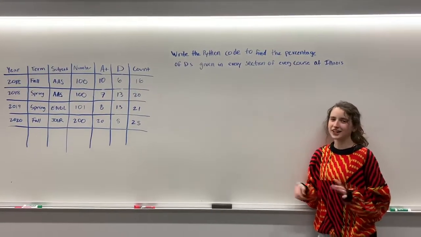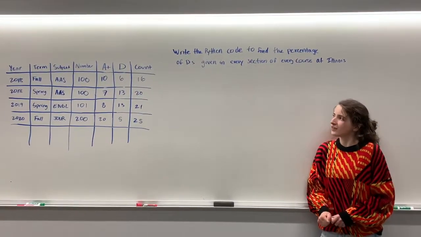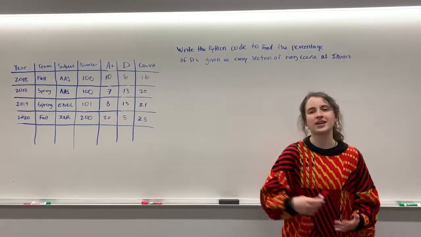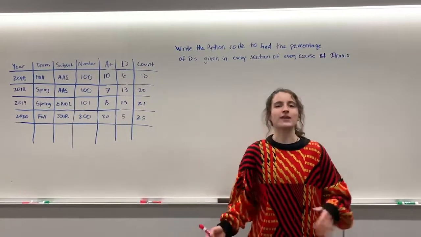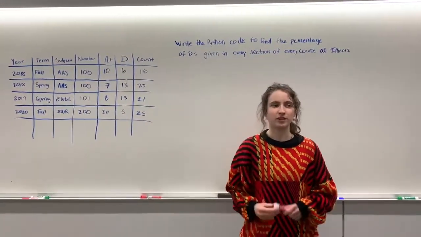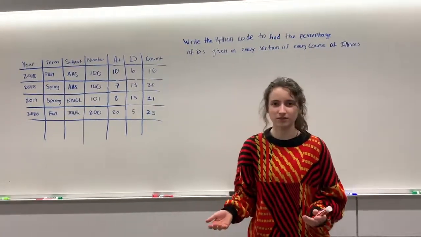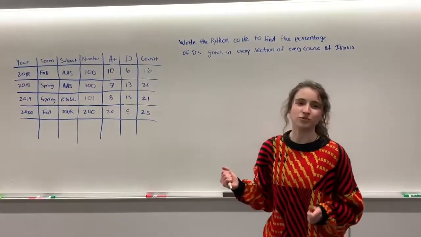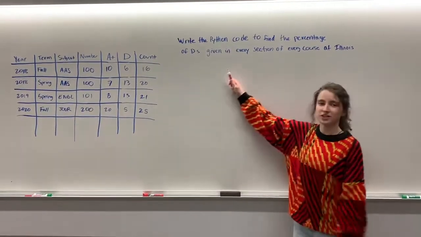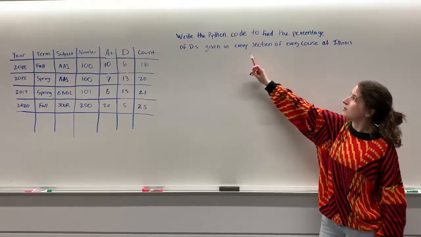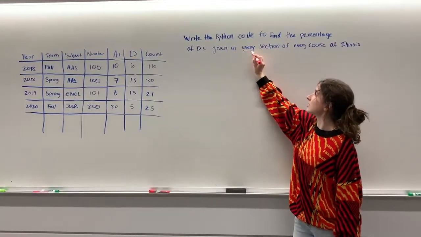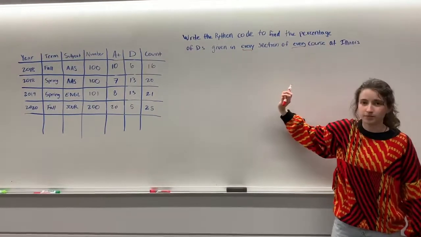So this question kind of trips a lot of people up, and there's a good reason why that happens. We've been spending a lot of time grouping and aggregating and thinking about whether we want to sum or count, and it's gotten to the point where we're starting to forget what it all means and whether or not we need to do it at all. So read this question again carefully. Write the Python code to find the percentage of D's given in every section of every course at Illinois.